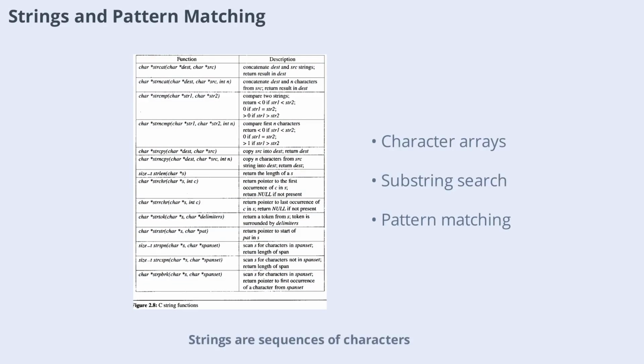Strings are sequences of characters, stored as arrays in C and terminated with a null character. Operations include concatenation, substring extraction, and pattern matching. Pattern matching algorithms like linear and table-based methods help find substrings within larger texts. Efficient string handling is vital in applications ranging from text processing to search engines.